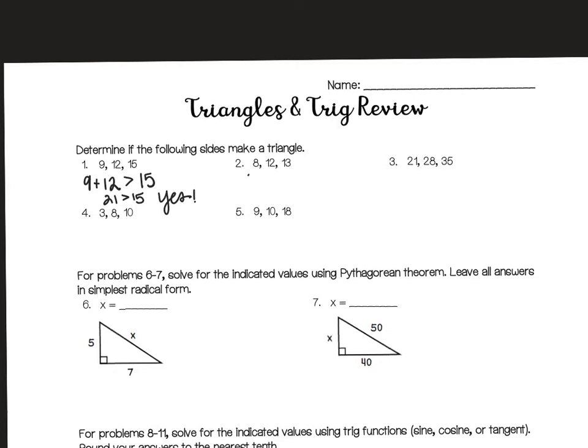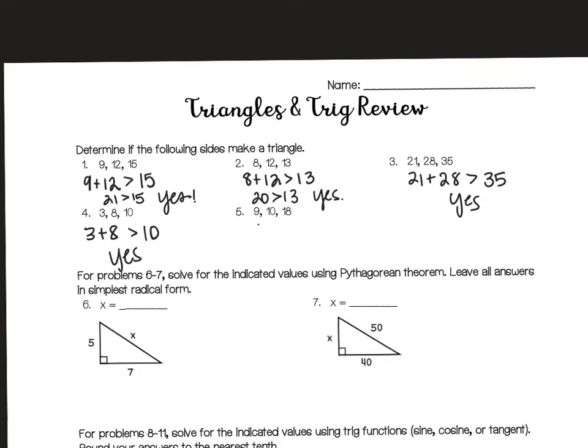Same thing for number 2, add the 2 smaller ones, and it has to be greater than the third. When you add them, you get 20. That is greater than 13, so yes, it's a triangle. 21 plus 28, is it greater than 35? Yes. 3 plus 8 is 11, which is greater than 10. Yes, it's a triangle. And then lastly, 9 plus 10 has to be greater than 18. It is, so yes, it's a triangle.